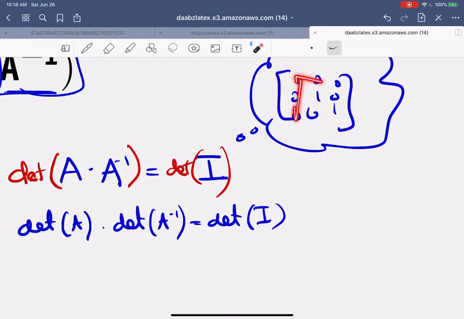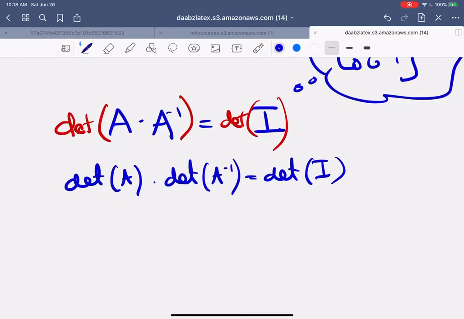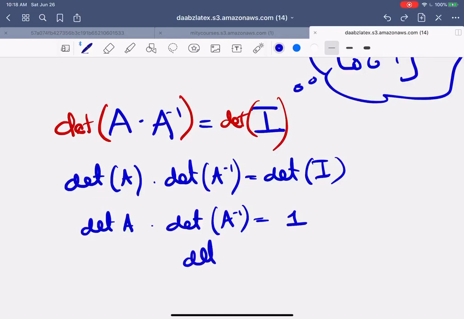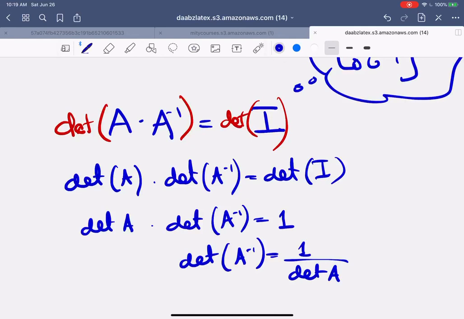Because you can have a 1 and then all this breaks down to a submatrix. These are all zeros, so you have this and that's a 1 and that's a 1. So it ends up being 1. This is a super easy determinant to compute. And so I get that the determinant of A times the determinant of A inverse is equal to 1. So that tells me that the determinant of the inverse of the matrix is equal to 1 divided by the determinant of the original matrix.